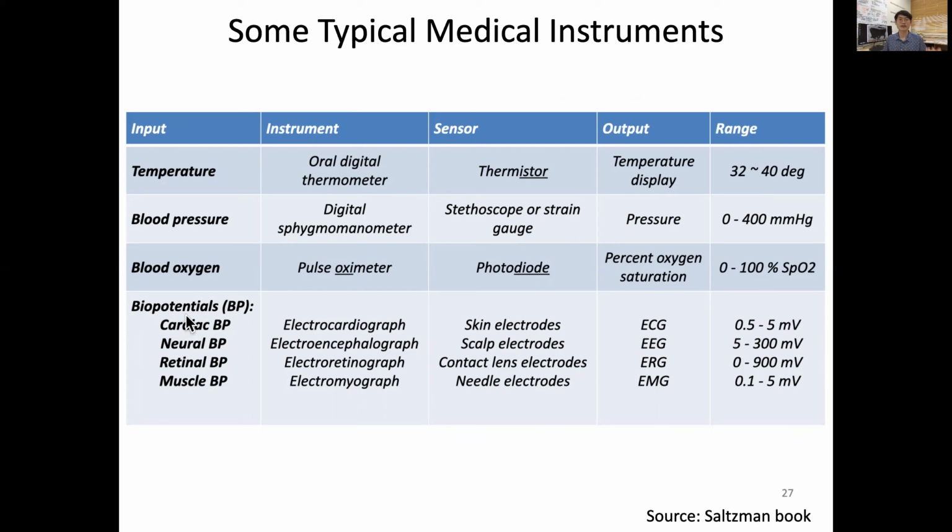And there are electrical sensors, which I haven't discussed much, called biopotential: cardiac, neural, retinal, and muscle. We call these electrocardiography, electroencephalography or EEG, electroretinography, and electromyography. You can see there are different kinds of skin, scalp, contact lens, and needle electrodes, measuring a range of a millivolt to several hundred millivolts, which is happening as a biopotential inside our body.